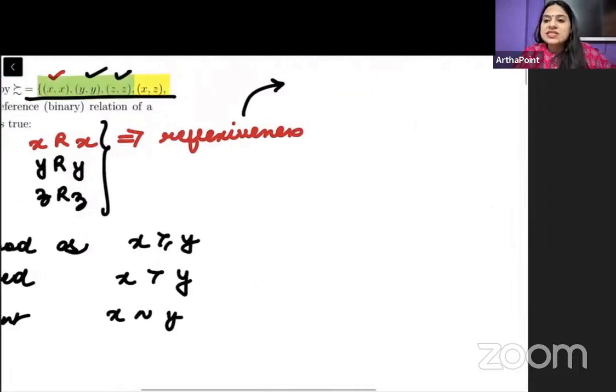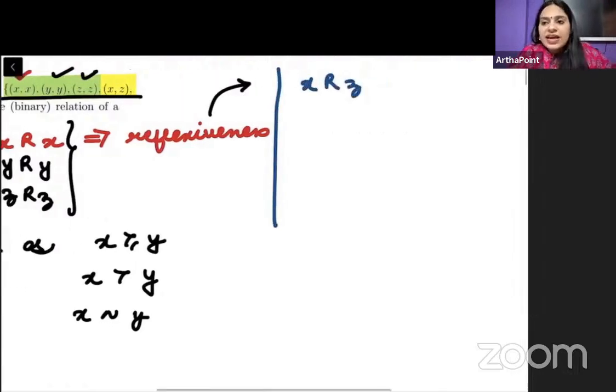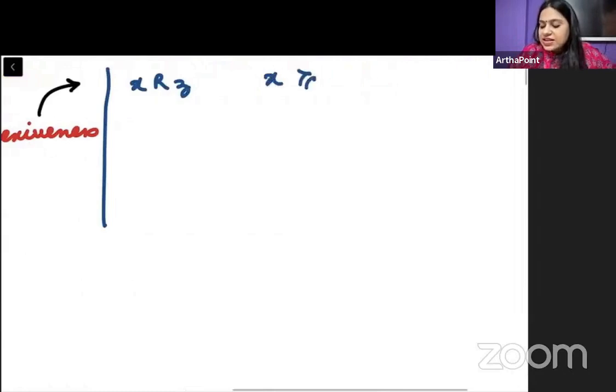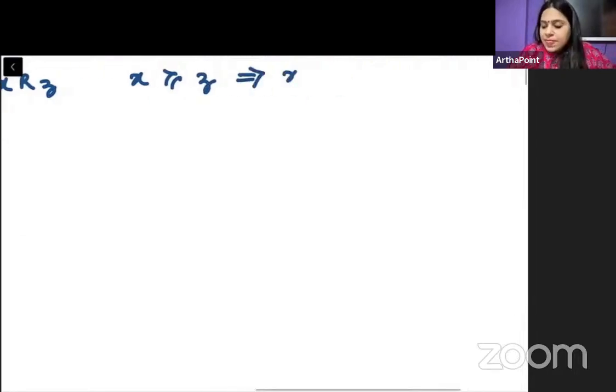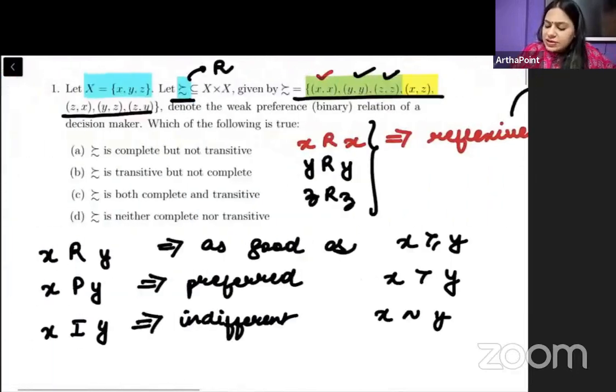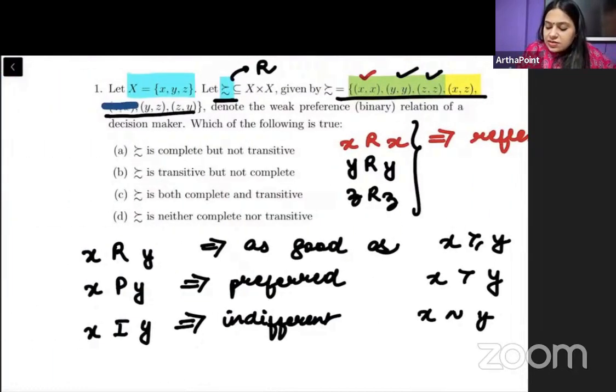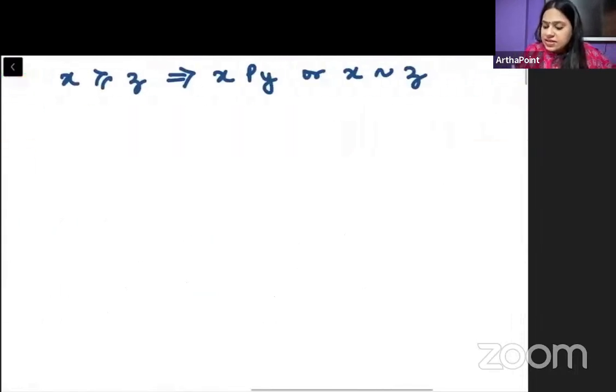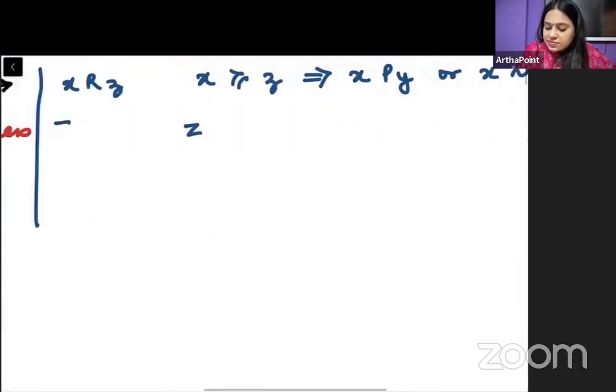So this is saying XRZ. XRZ means that X is at least as good as Z or more than Z, right? So this can be opened up in two ways. I can say either XPZ, X is strictly preferred over Z, or X and Z are indifferent to each other. Then it goes ahead and says ZRX.